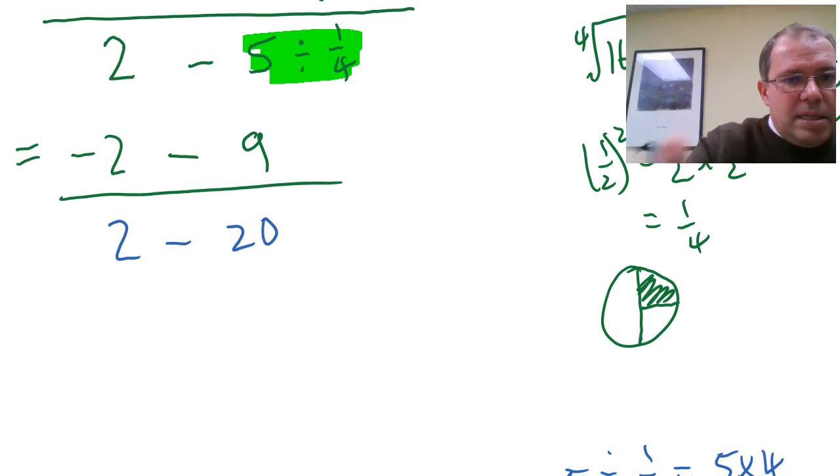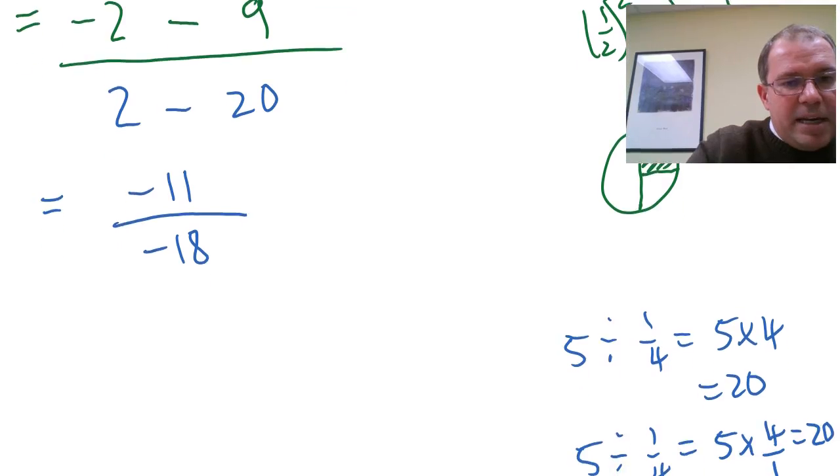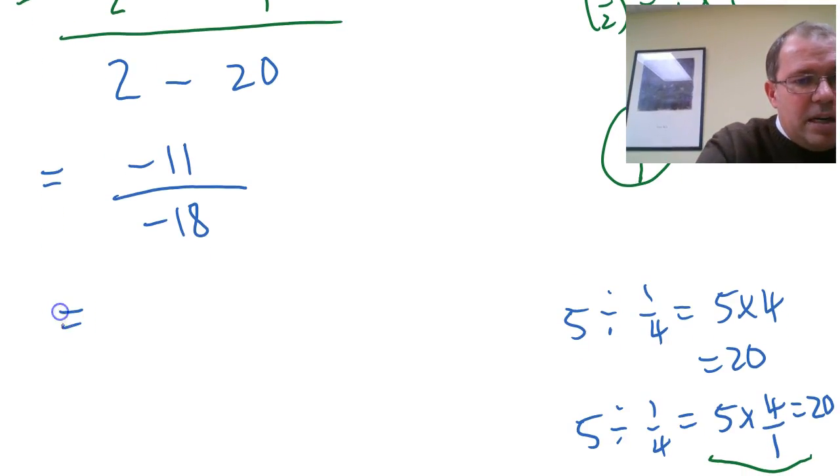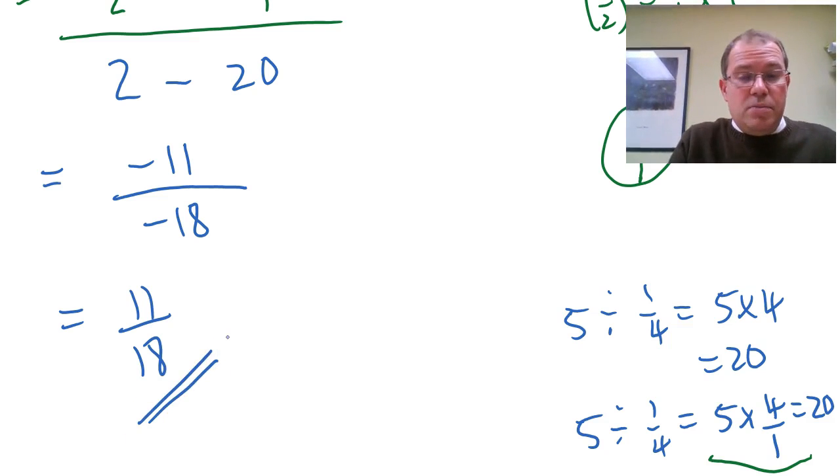Okay, so let's see where this has led us. I've got -2 minus 9, which is -11. And 2 minus 20, which is -18. And a negative divided by a negative is a positive, and I end up with the answer 11/18. It's not a very nice answer, but it's good to realise that sometimes we don't get nice answers.